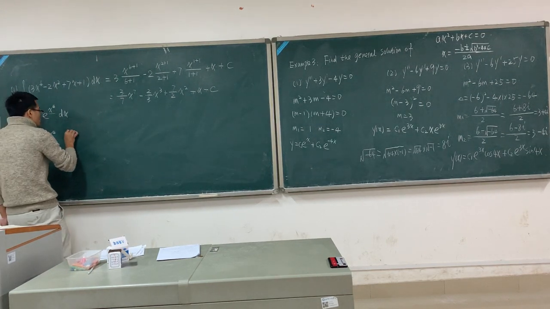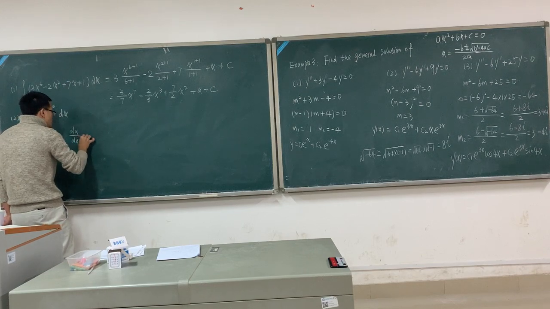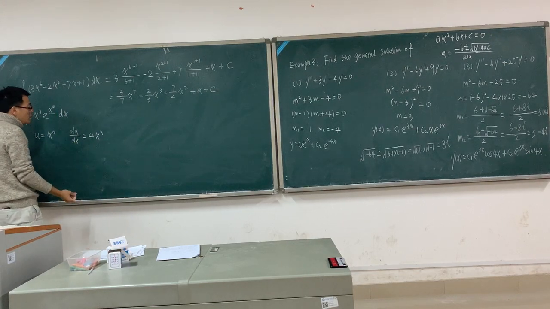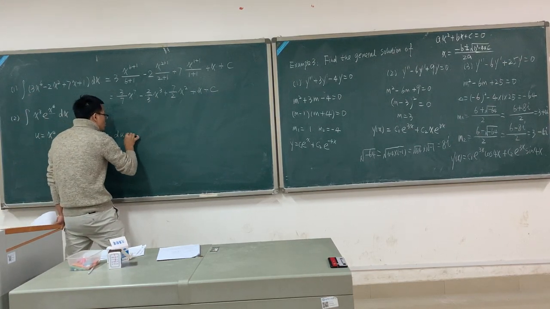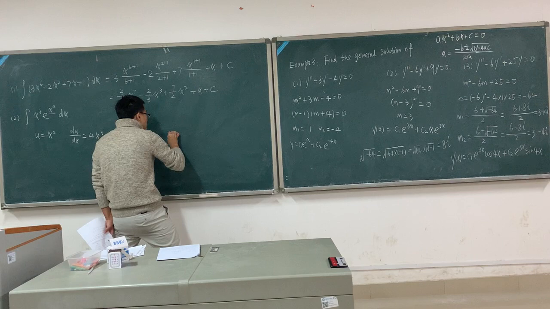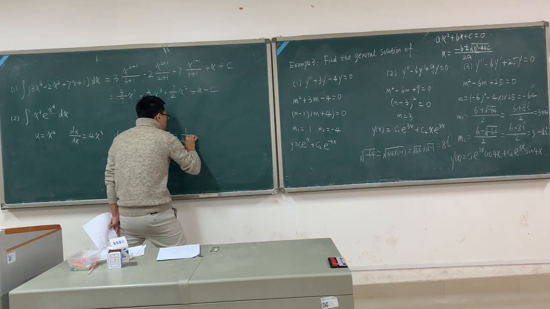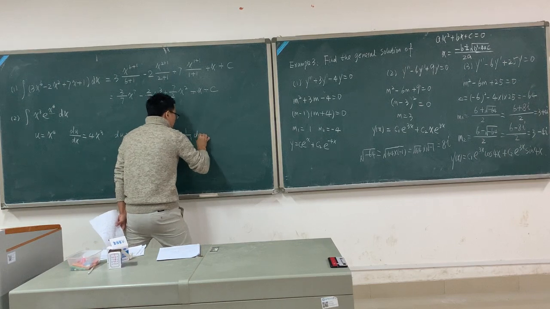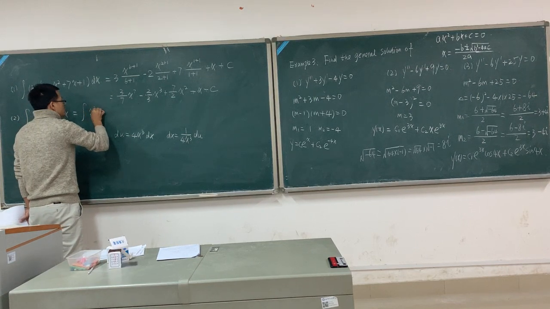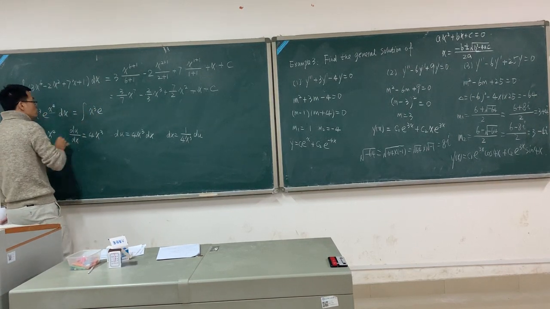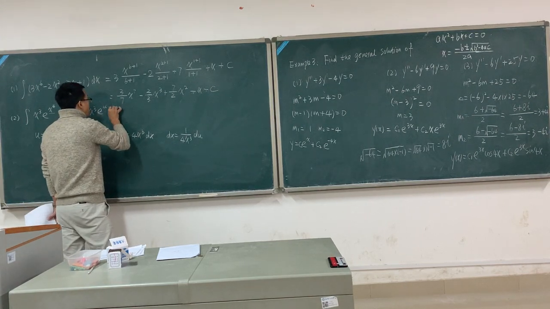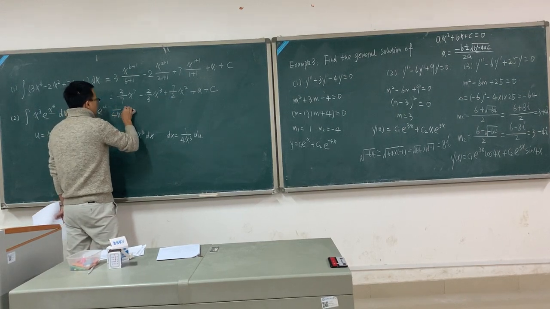So du/dx equal to what? 4x cubed. So here means du equals 4x cubed dx, or dx equals 1 by 4 x cubed du. So now we can replace this. Here is x cubed. Here is e to the x fourth power, which is e to the u power. dx is 1 by 4 x cubed du.